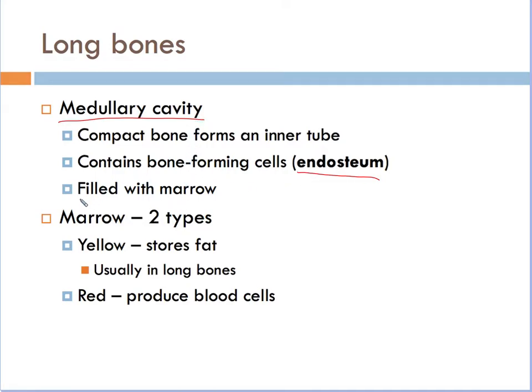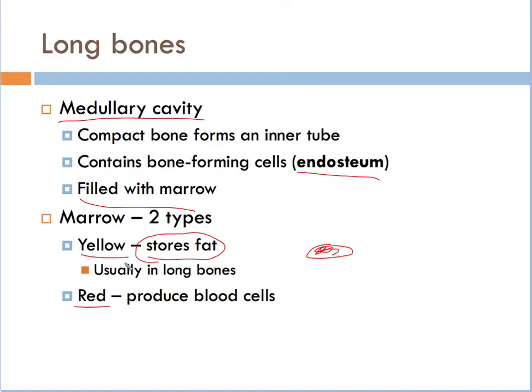Your medullary cavity, again, is filled with marrow. There are two types of bone marrow: yellow marrow and red marrow. Yellow marrow is known to store fat. If you think back to our integumentary system unit, when we talked about the hypodermis containing fat cells, there was a bunch of yellow in that hypodermis. Those are fat cells, so the yellow marrow is storing fat. Red marrow, we think of blood a lot of times, so red marrow produces blood cells.